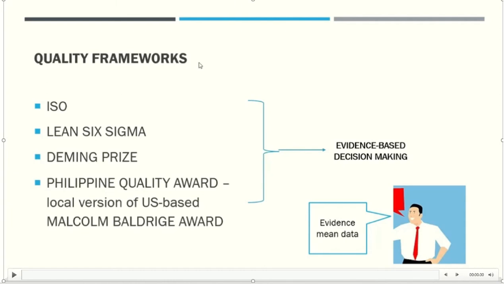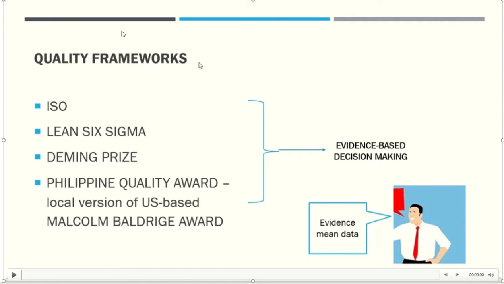Hello, to continue my discussion on relevance of quantitative techniques in management. So if you recall that all businesses have to compete with an advantage. So kailangan ba ikaw ang pinakamura?